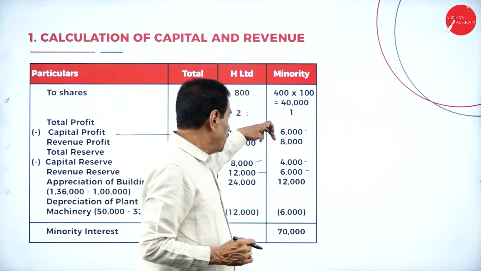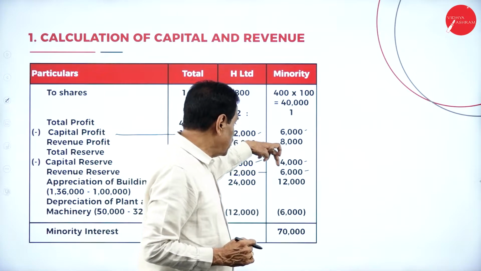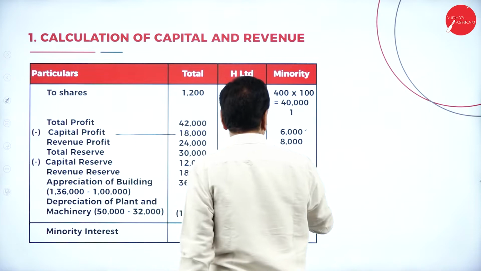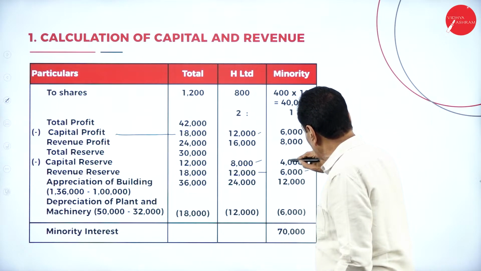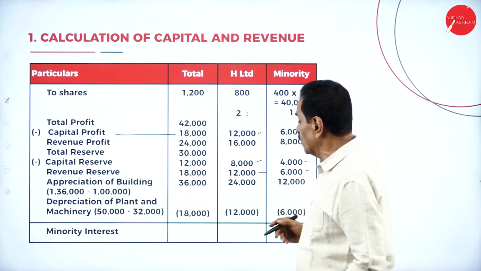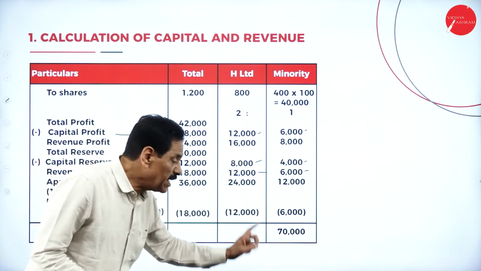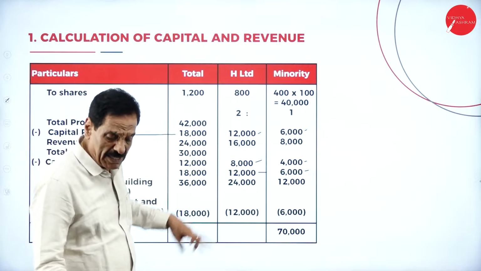46, 54, 58, 64, 72, 76, that is 70,000, with 6,000, 6,000 gone. 48, 52, 58, 60, 70,000. That's the minority interest, the subsidiary company interest. It will come on the liability side of the balance sheet.